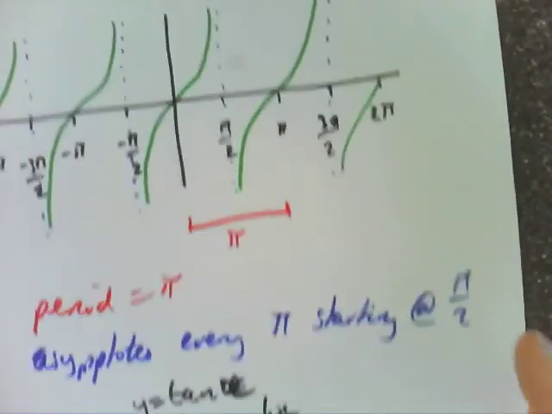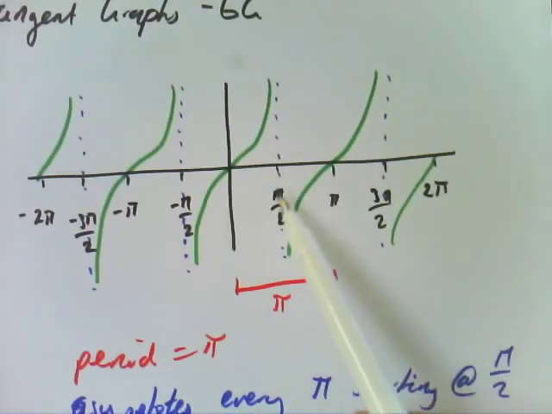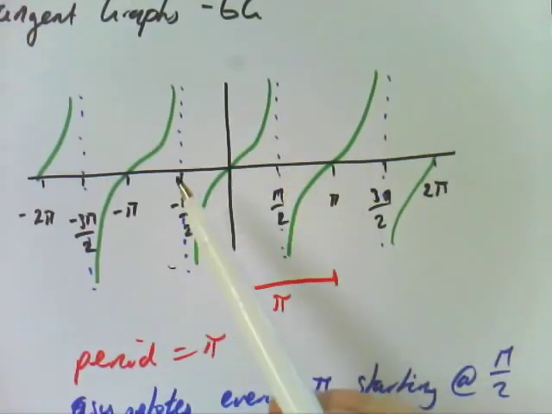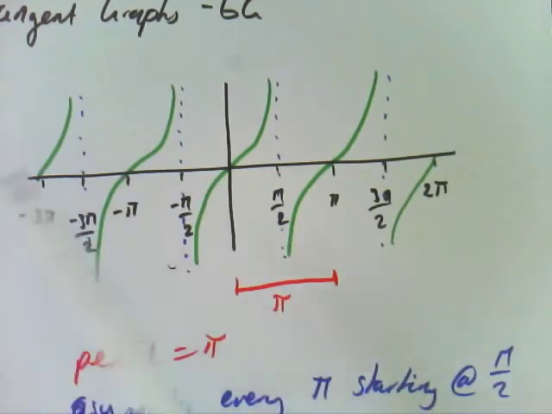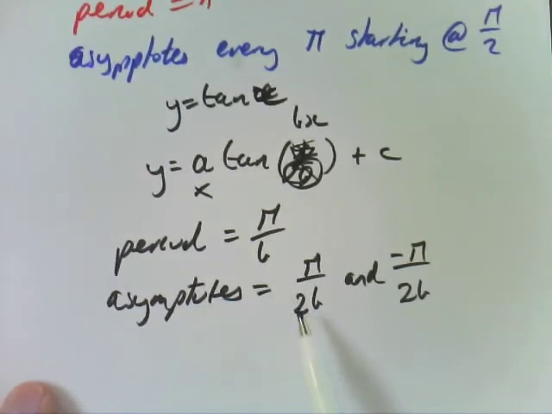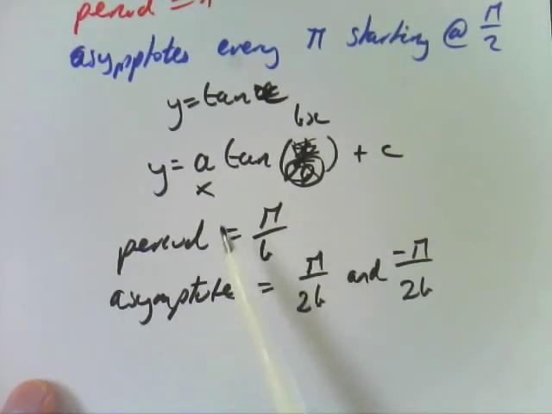So like here, they start at pi on 2 and negative pi on 2, and then every pi after that, you have another asymptote. So if we have this one, you work out your period first, you work out where your asymptotes start, and then each time you add an asymptote, you add a period. All right, does that make sense?